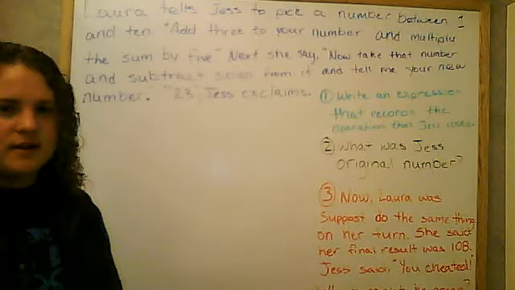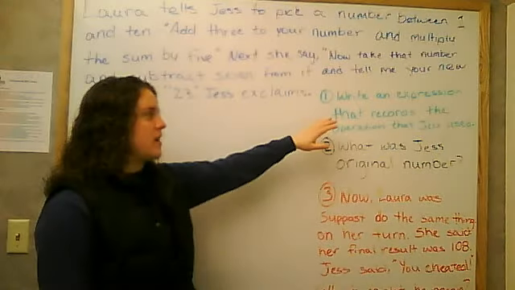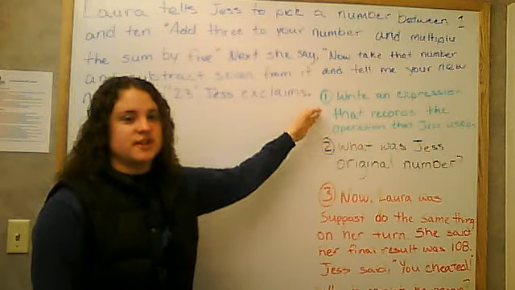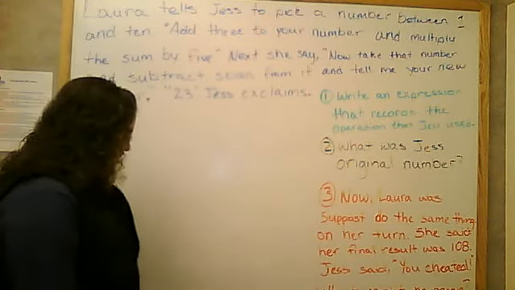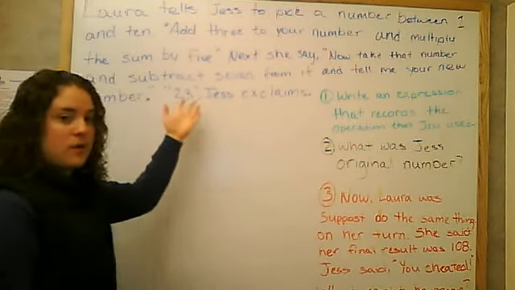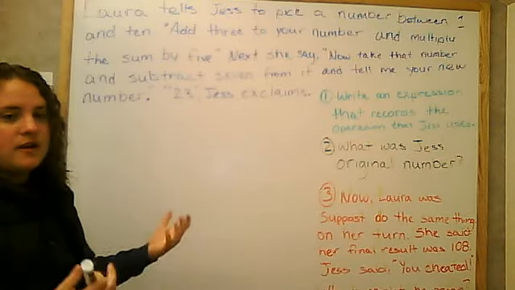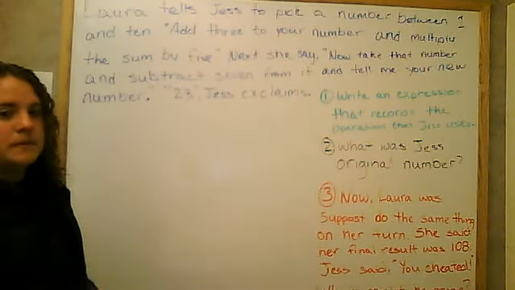The first step, or the first question that they ask us, is to write an expression that records the operation that Jesse used. So what we need to do from this is go back into our word problem that we had initially read and pull out all the information that we had used.